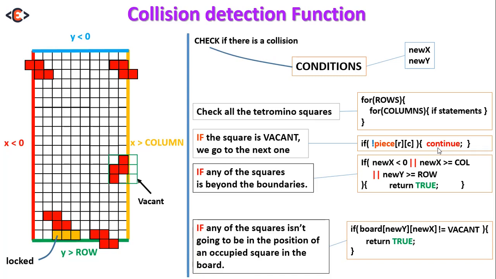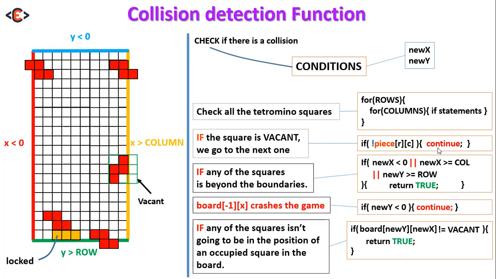But we have a problem here. Let's say we have a board with index -1, which means the new y is less than 0. This will crash the game, as there is no index with -1. So we have to skip them. So we'll say if the new y is less than 0, continue. Then all these if statements go here.